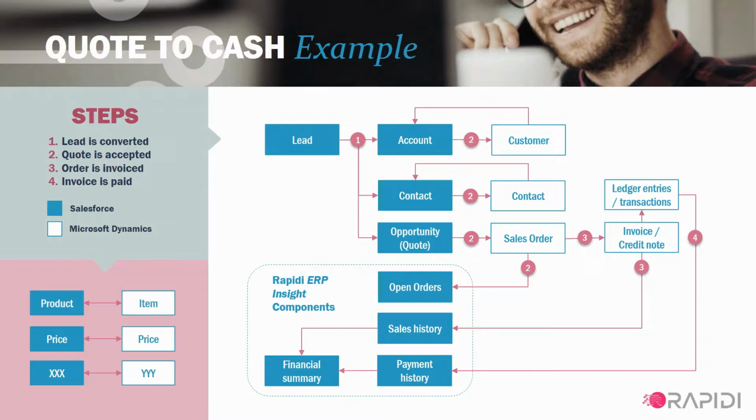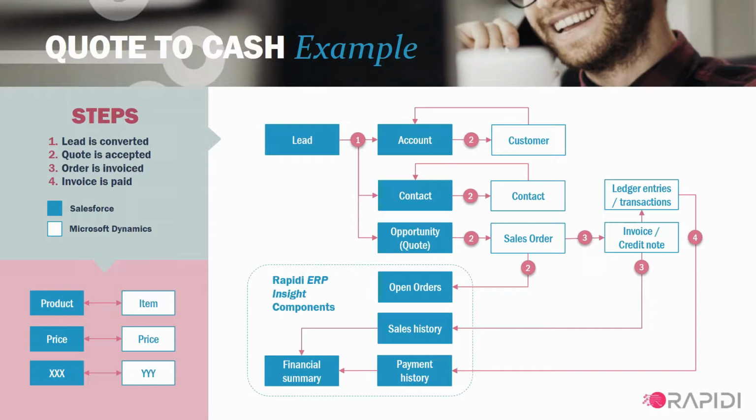And when the invoice gets paid, then we can bring in the payment transactions into the payment history object in Salesforce. And that information is of course linked to the specific invoice, to the specific account. So we can do a financial summary of, for instance, total sales this year, outstanding amounts, overdue amounts, etc.